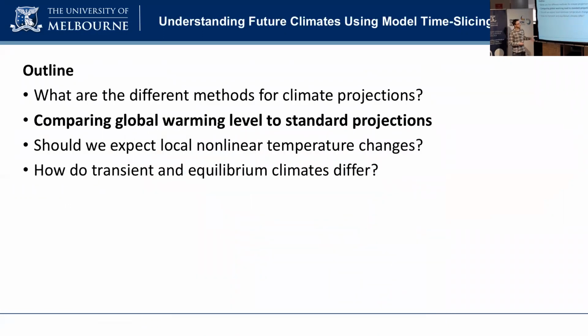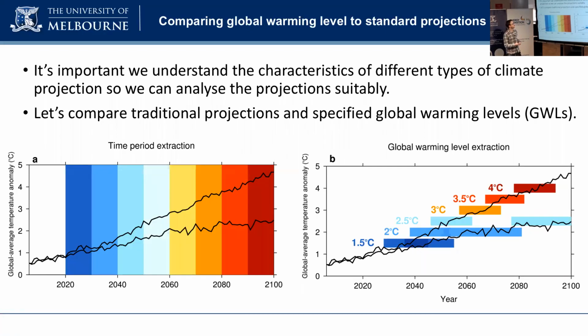So I'm going to talk about comparing now some of these different projections, comparing the traditional approach to projections where we look forward in time versus global warming level projections where we're looking at projections as a function of global temperature as opposed to time, really. The point here is that we really need to understand the characteristics of these different ensembles when we're making these projections in order to make appropriate inferences from them and make appropriate projections.